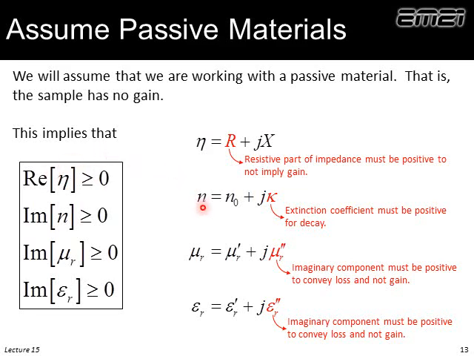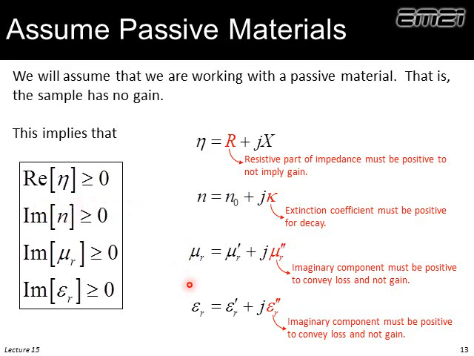Let's look at refractive index. Refractive index is the ordinary refractive index plus the extinction coefficient. Remember, this is almost the attenuation coefficient. This is responsible for decay. Well, if we have a passive material, that wave has to decay, not grow. So this kappa, the extinction coefficient, has to be a positive term. So the imaginary part of refractive index has to be greater than or equal to 0.